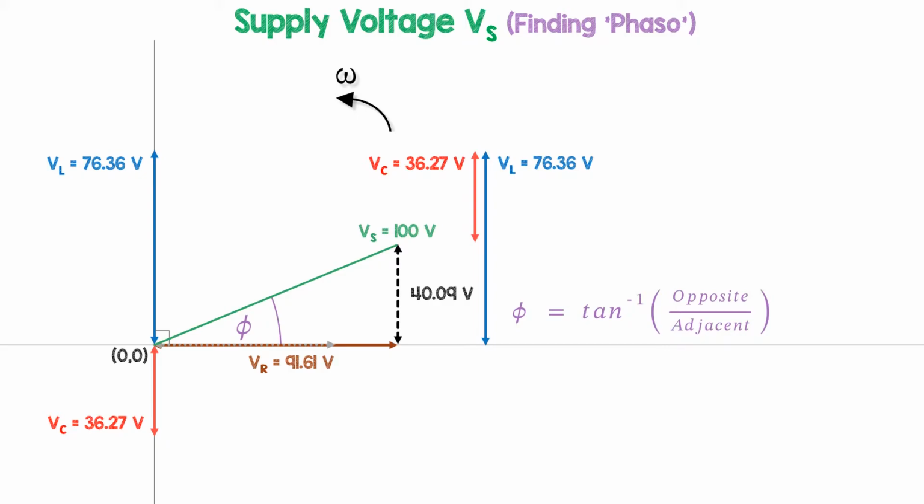The phase angle between the current and the supply voltage is the opposite side divided by the adjacent side, but we take the inverse tan of that figure. So it's tan to the minus 1 of the y-axis voltage resultant divided by the x-axis voltage, and there's only one x-axis voltage. And this comes out as 23.63 degrees for this particular example.